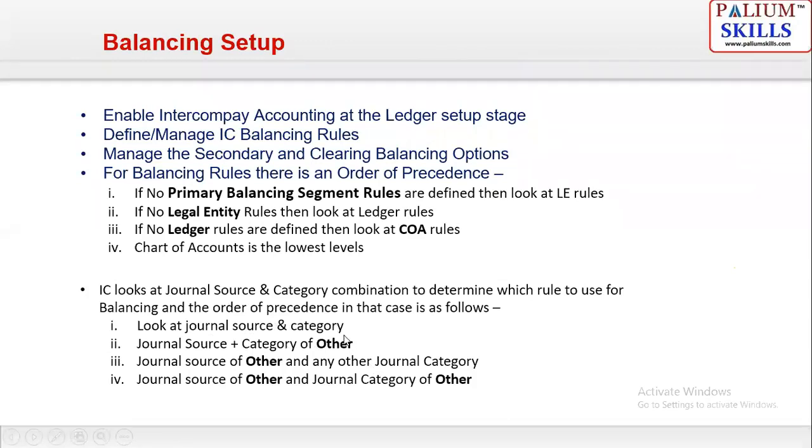First, it will look at the journal source and category. Then it will look at the journal source, whatever may be the journal source, and the category of others. That is the second option it will look at. Third option is the source of others, so the journal source becomes others and any other journal category. And the final level it will look at is both are others. Journal source is others, journal category is others.